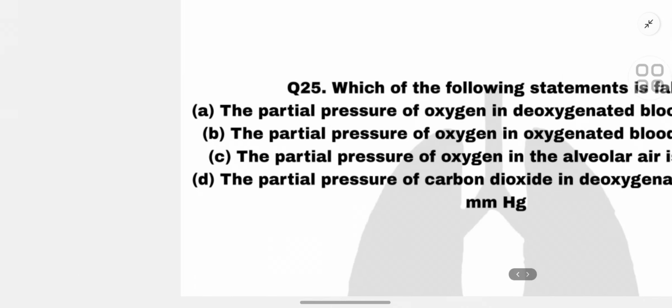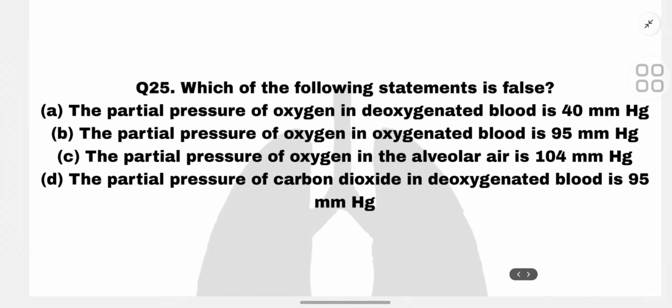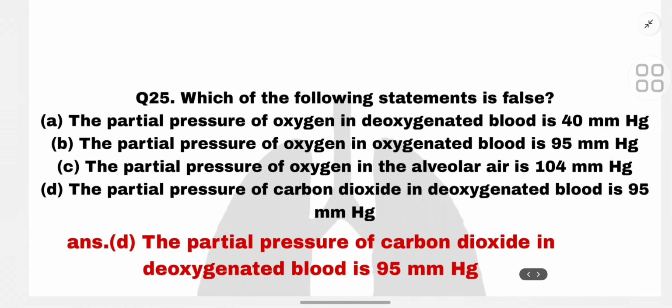The next question is, which of the following statements is false? A. The partial pressure of oxygen in deoxygenated blood is 40 mmHg. B. The partial pressure of oxygen in oxygenated blood is 95 mmHg. C. The partial pressure of oxygen in the alveolar air is 104 mmHg. D. The partial pressure of carbon dioxide in deoxygenated blood is 95 mmHg. So the correct answer is D. The partial pressure of carbon dioxide in deoxygenated blood is 95 mmHg.